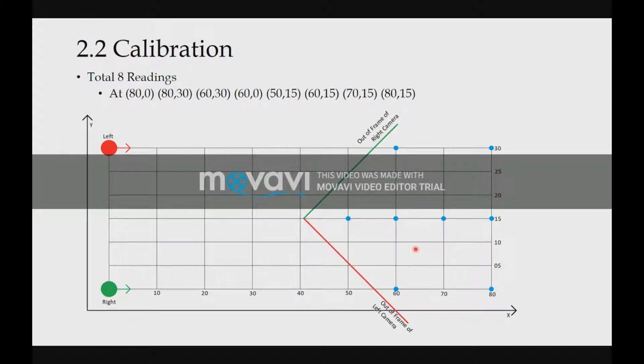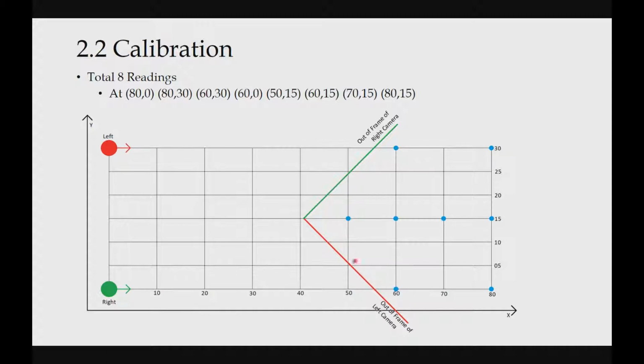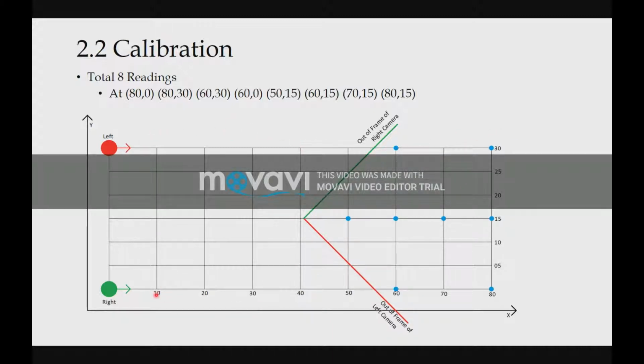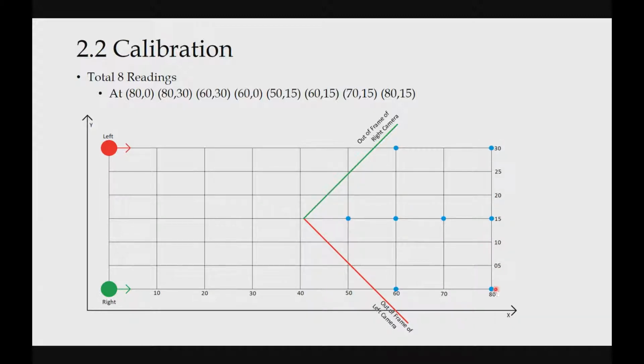Let's see how we calibrated the setup. A total of 8 positions were selected for calibration. They are indicated by blue dots in the diagram. Unfortunately, due to camera hardware limitations, many positions, especially between 0 to 40 cm distances, were out of frame from either of the cameras. Point 80,0 and point 80,30 are the extreme endpoints of the 80 cm line.